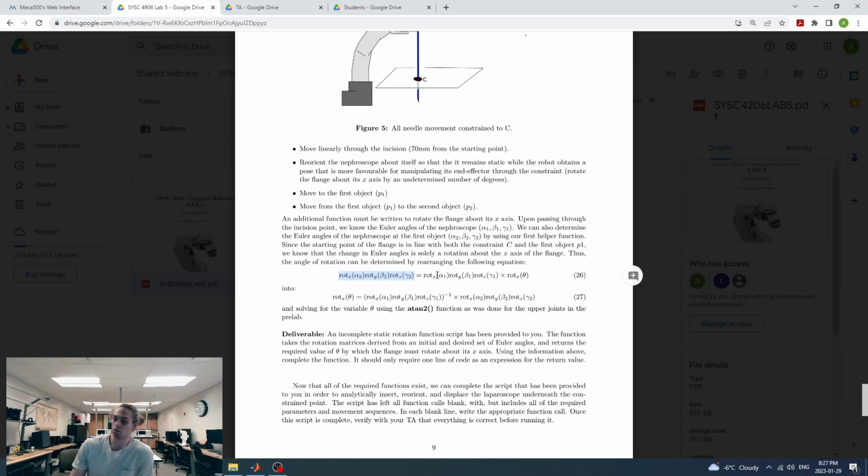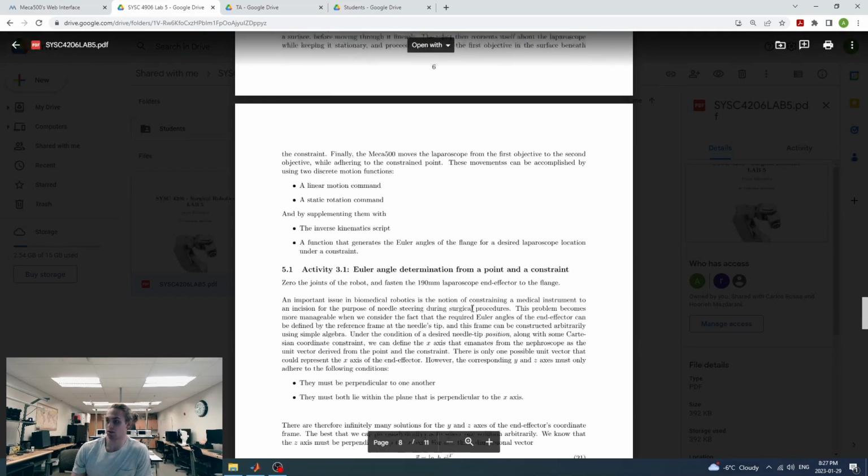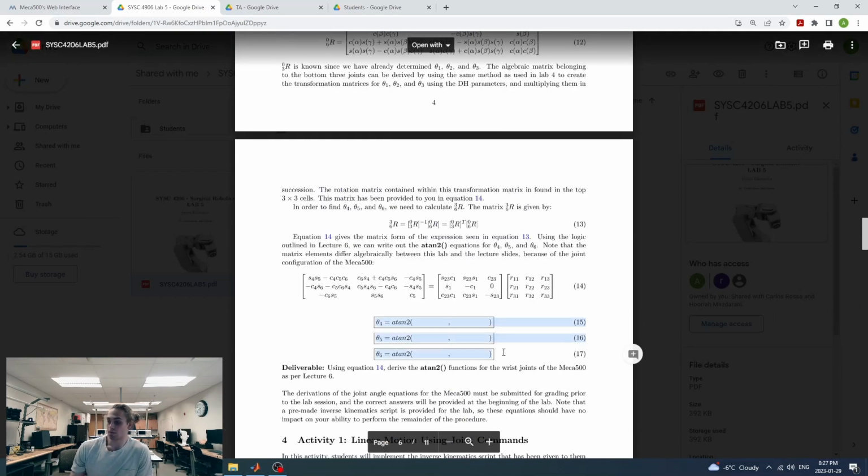And since we're rotating about the x-axis of the needle, and that's it to get there, we know that the only difference between the two is that the initial frame here has been rotated by an additional angle theta about the x-axis. So we can rearrange this equation to get Rx equal to the inverse of the first rotation matrix multiplied by the desired rotation matrix. And it says here to create an arctangent function to solve for theta. So this is the exact same as the second set of the last 3 joints in activity 1. So you can do this the same way as you did these.